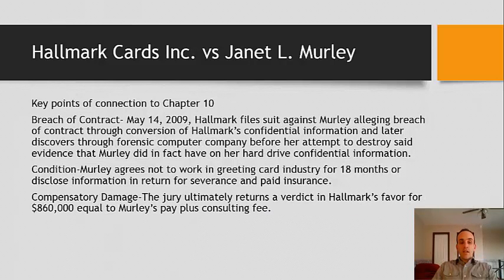And lastly, we have, as far as the compensatory damage, the jury ultimately returned a verdict in Hallmark's favor. This was obviously monetary, and they equaled it out to be the $860,000, which, as I mentioned earlier, equaled out to Murley's pay plus consulting fee.